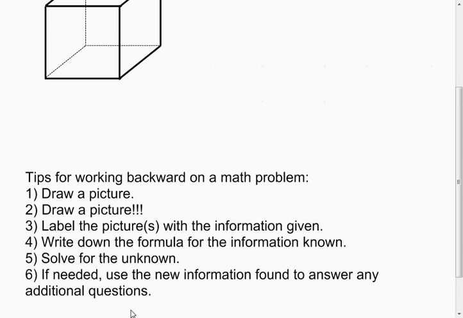All right? So it's obviously very important that we draw a picture, label the picture, and then the next step is the one that people really struggle with. Write down the formula of what you know, because then you can work backward from there. Okay, so these 6 steps are very important. I'd highly encourage you to pause the video and write these down.